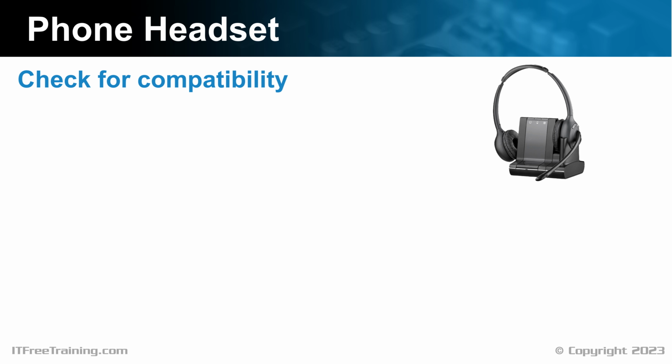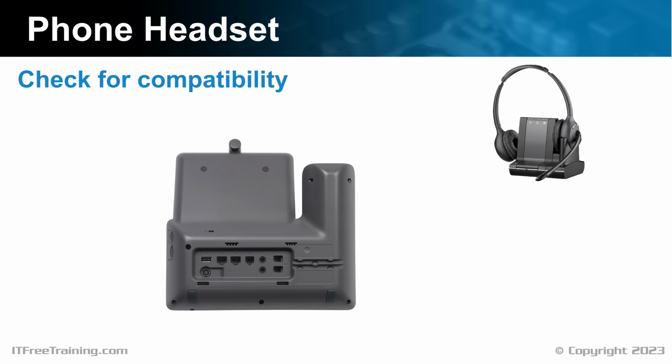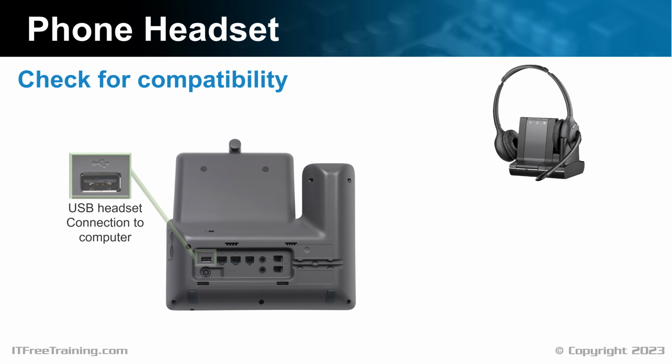Older telephones and cheaper telephones will have fewer connections. In this example, this telephone has a lot of connections, but don't expect this to always be the case. Modern telephones may include a USB connection. Depending on the telephone, this may support a USB headset or a connection to a computer. If you decide to use this option, make sure the telephone supports the USB device that you intend to use.